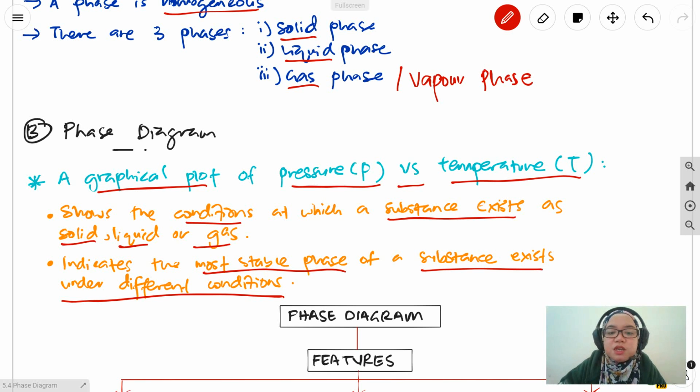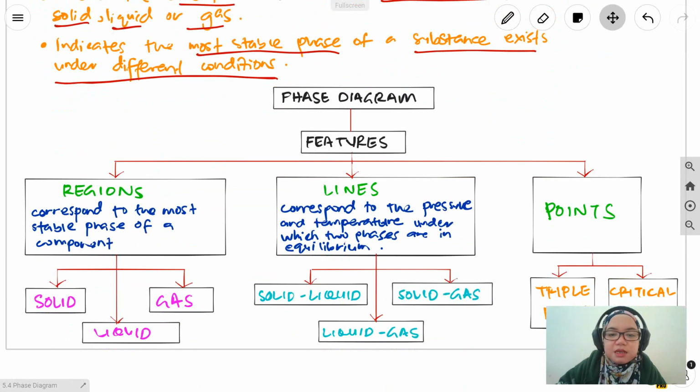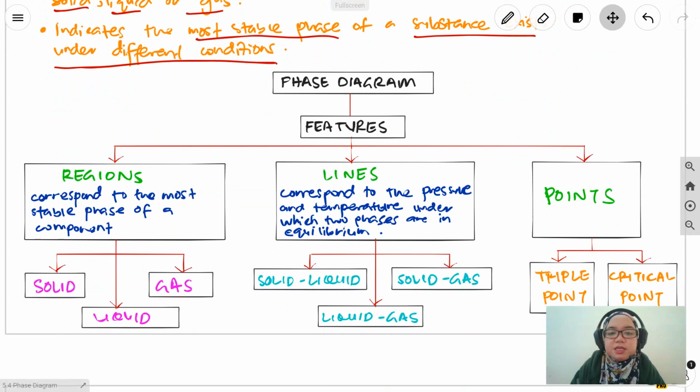Okay, so there are a few features in phase diagram, or things that you need to be aware of. The first one is region, the second one is line, and the third one is points. Region in phase diagram corresponds to the most stable phase of a component, sama ada solid, gas atau liquid. So kita ada region yang solid, kita ada region liquid, and kita ada region gas. Lepas tu after this we will look into this part.